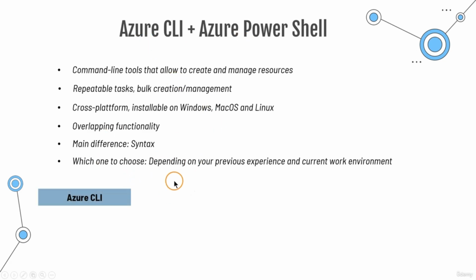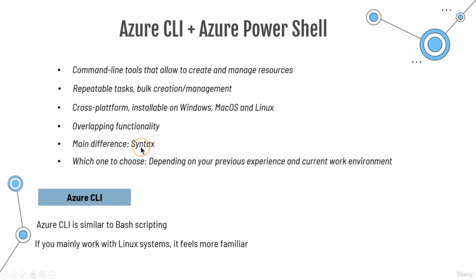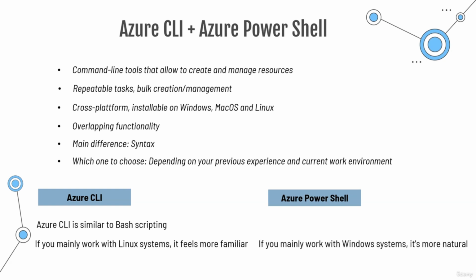So let's quickly summarize that. The Azure CLI is similar to Bash scripting, and this is the reason why, if you mainly work with Linux systems, it feels like a natural fit to use the Azure CLI with its syntax that is more similar to Bash scripting. Azure PowerShell, on the other side, is for when you are used to working with Windows systems, then it feels more natural to you. This can also be used in the Windows PowerShell.